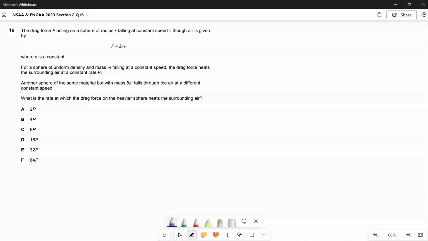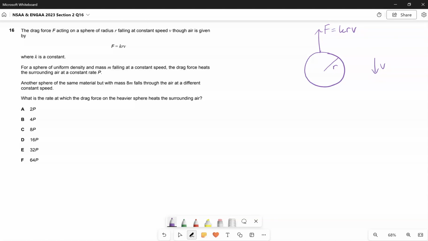The drag force F acting on a sphere of radius r falling at constant speed v through air is given by this equation, where k is a constant. So we have a sphere falling, radius r, falling at speed v, and it has a drag force F equals k r v.